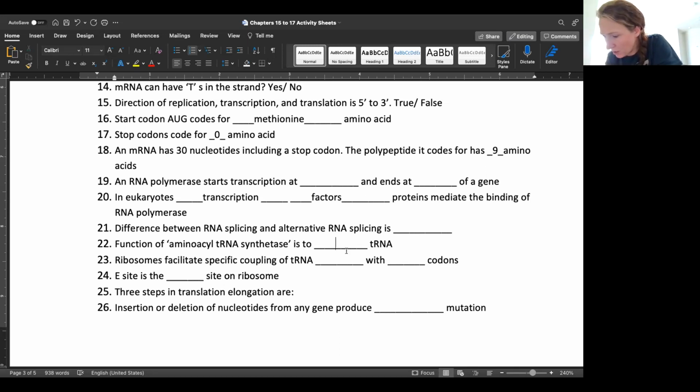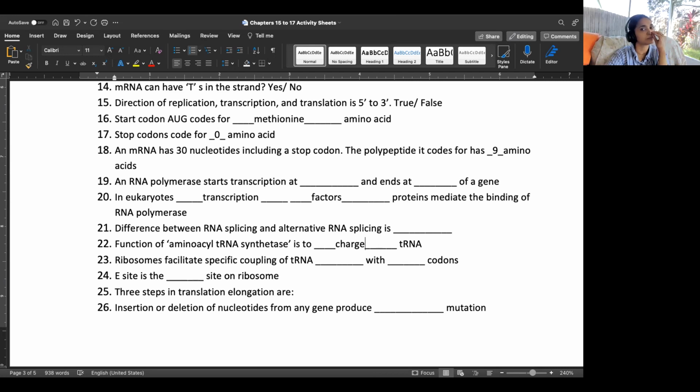Function of aminoacyl tRNA synthetase is to translate tRNA.